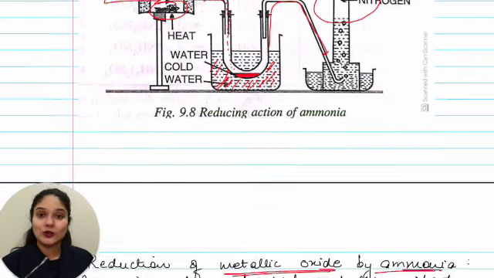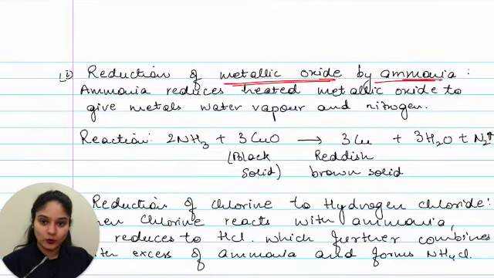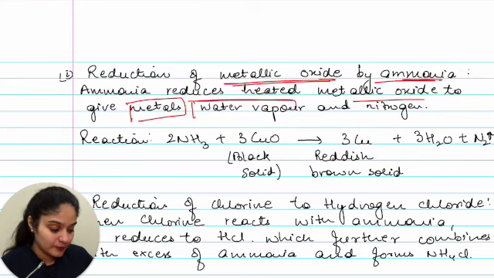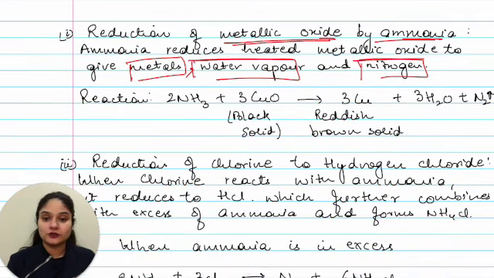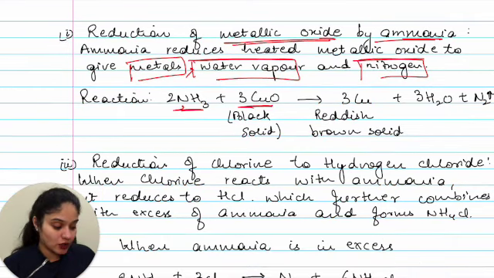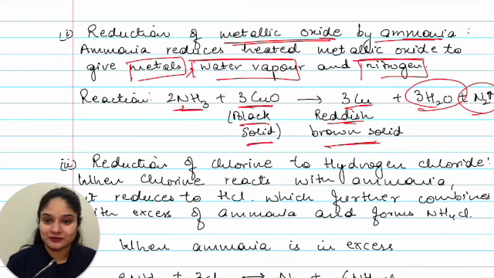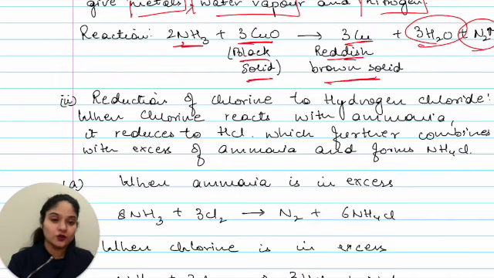Now let's look at the details. Reduction of metallic oxide by ammonia. Ammonia reduces heated metallic oxide to metal, water vapor and nitrogen. Let's look at the reaction. Ammonia reacting with CuO, that is a black solid, giving you copper, that is a reddish brown solid, water and nitrogen.